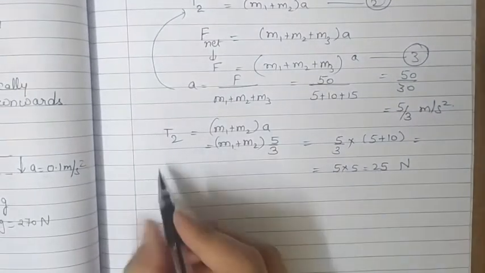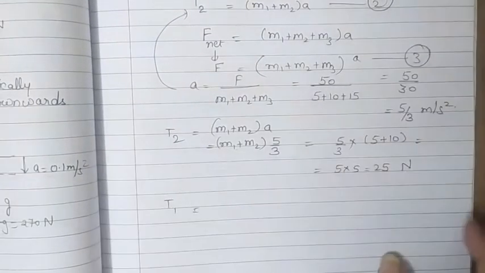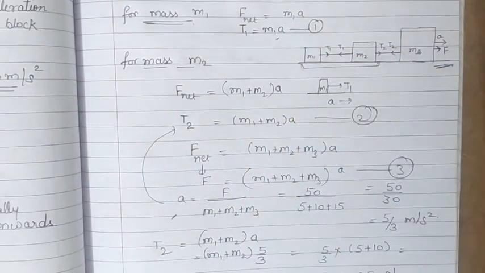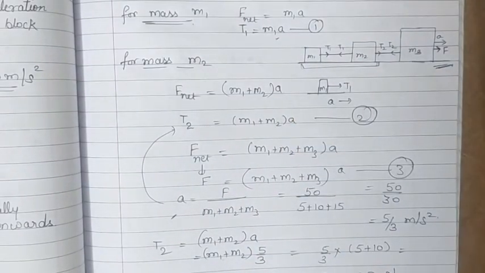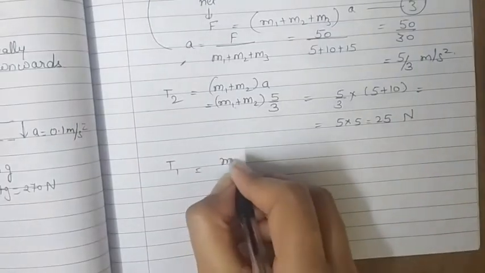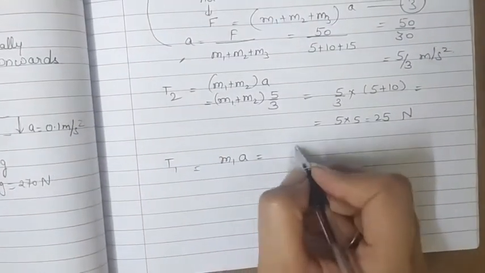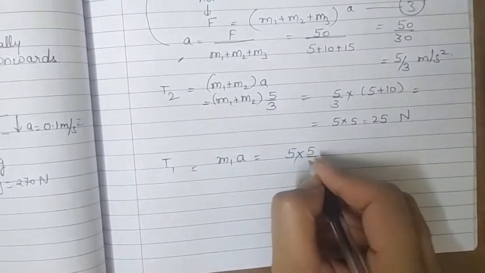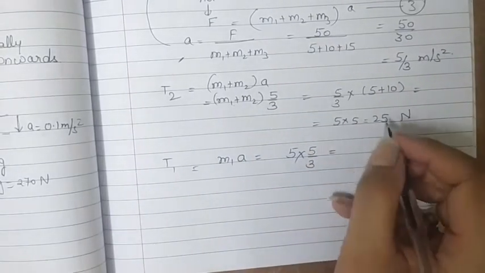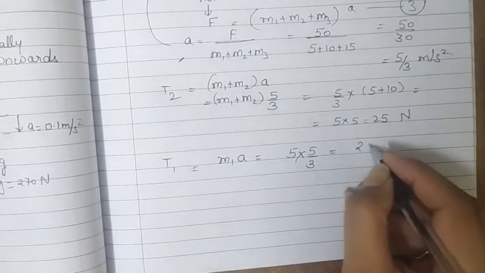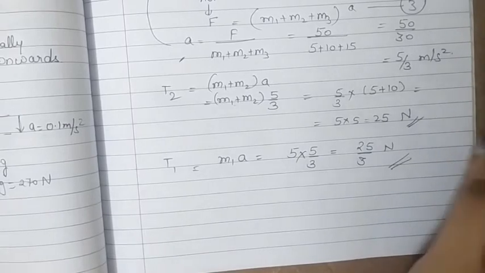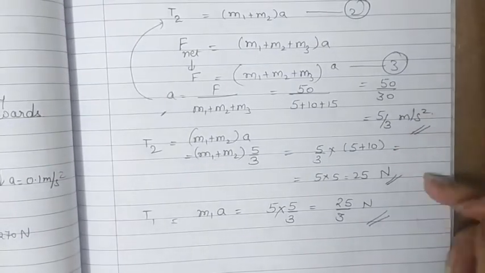Now we can find T1 also by the same method. For T1 we are going to substitute the value of acceleration in equation number 1. So T1 is equal to M1A. Mass 1 is 5 and acceleration is 5 by 3. So the value becomes 25 by 3 newton. These are the required answers for acceleration, T1 and T2.